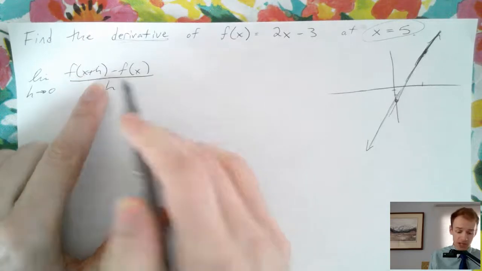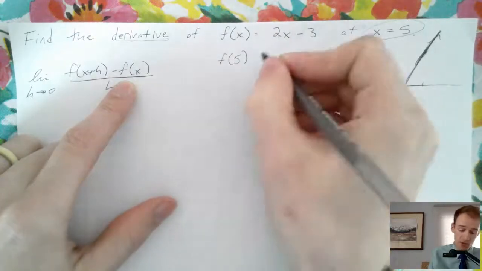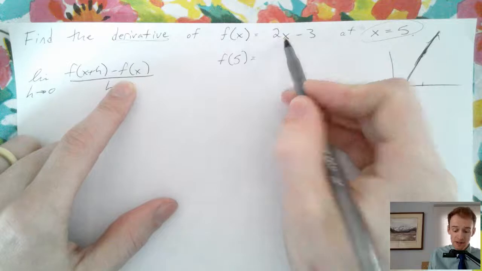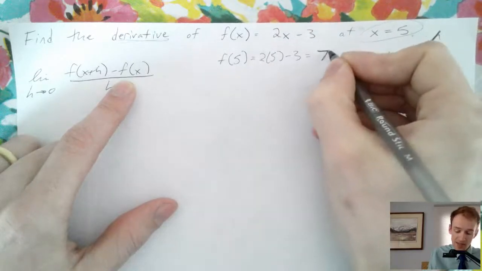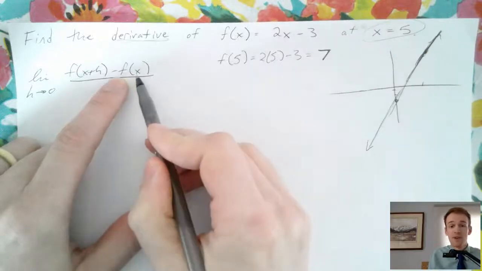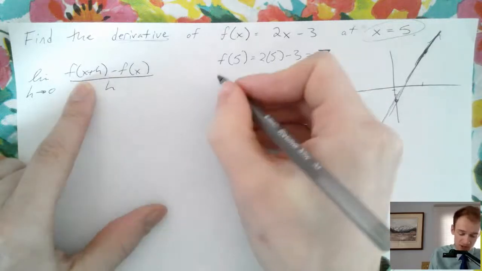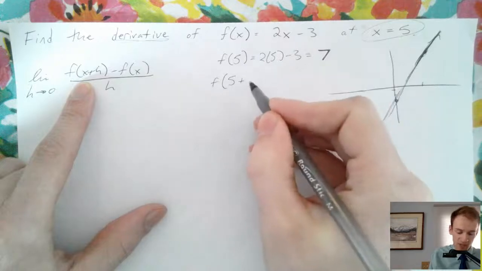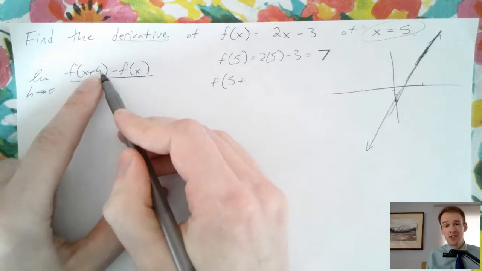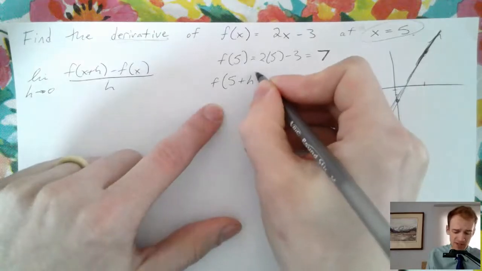Okay, so first let's do these one at a time. Let's do f of x. Let's just find f of 5, right? Well, we know that we just substitute 5 in there, right? So that'd be 2 times 5 minus 3, 10 minus 3, that's 7. So that's what I'm going to substitute right there for f of x. Okay, and then we have f of x plus h, so that would be f of, well, I know x is 5, 5 plus, now what do I substitute in for h? I don't substitute anything in for h, okay, because h is my limit variable. We don't substitute anything for that, so I just leave that as 5 plus h.